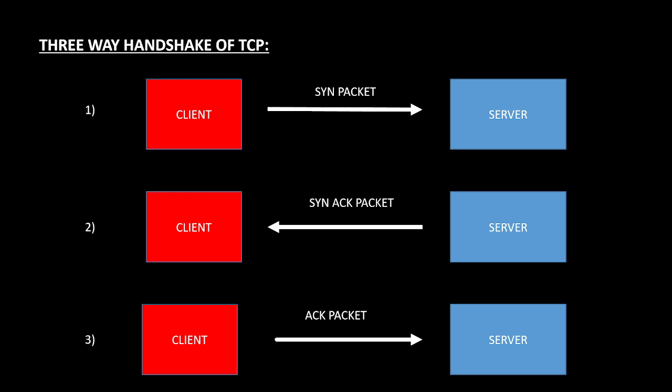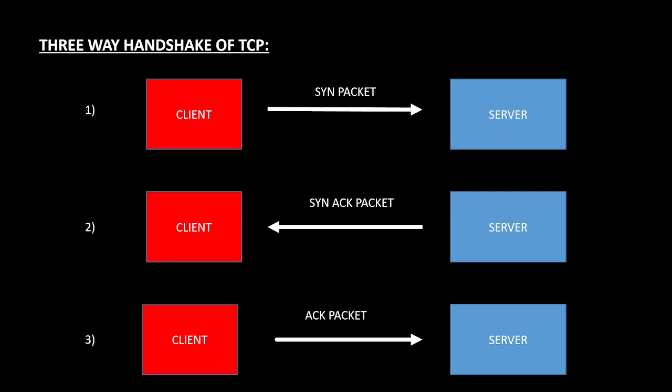The second step of the three-way handshake is the server responding to your SYN packet with a SYN-ACK packet, which stands for Synchronization Acknowledgement packet, which gets received by the client. And the third and final step of the three-way handshake is the client responding with an acknowledgement packet. After this step, the TCP connection is made between the client and the server.